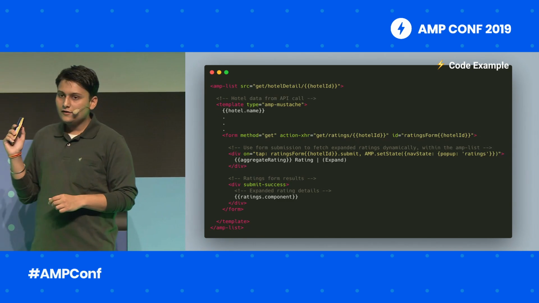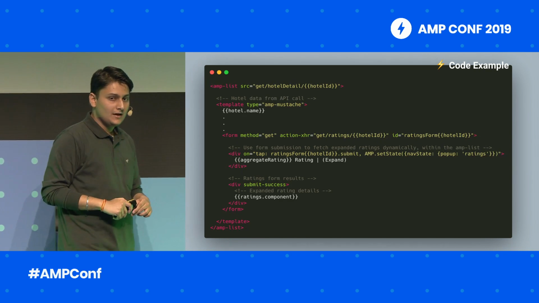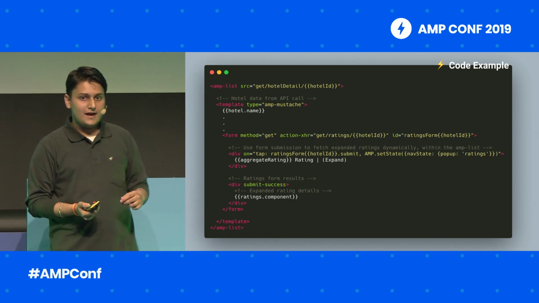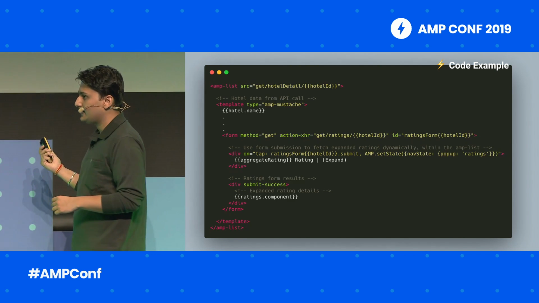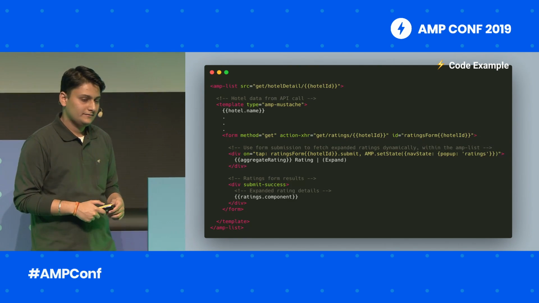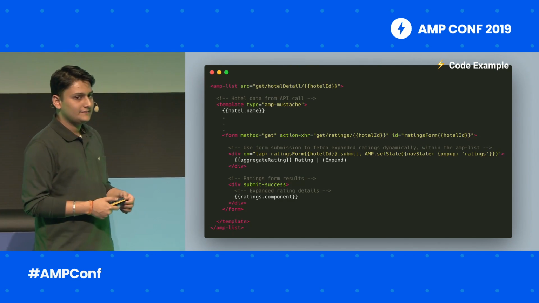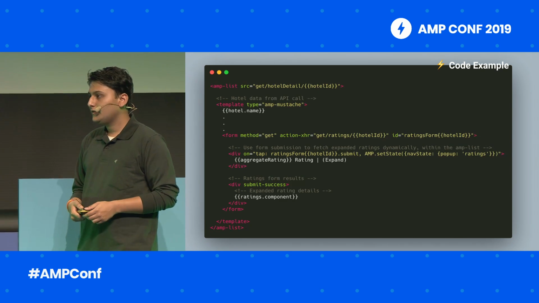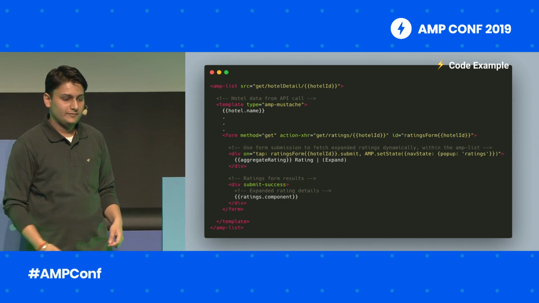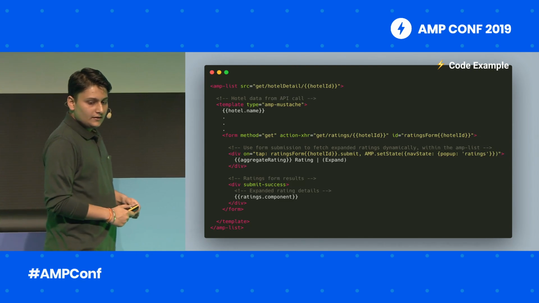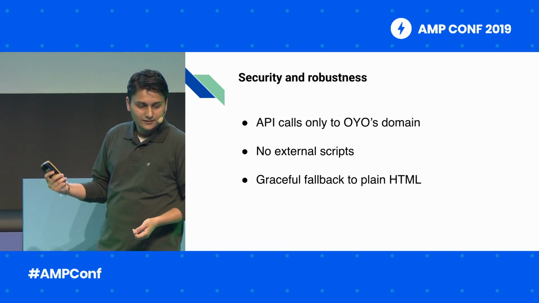So on the click of this button, two things are happening. For one, the form is getting submitted, and you can also see that there is an update in the state so that a pop-up can be opened. And then once your rating details are here, you can use your imagination to show them in whichever way you want. So this is pretty awesome, right?